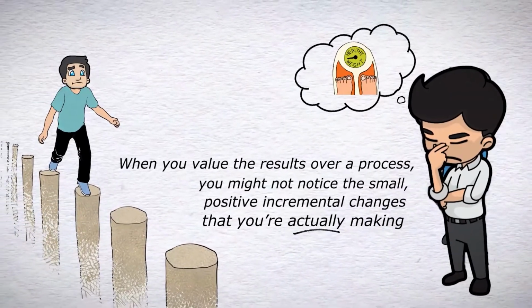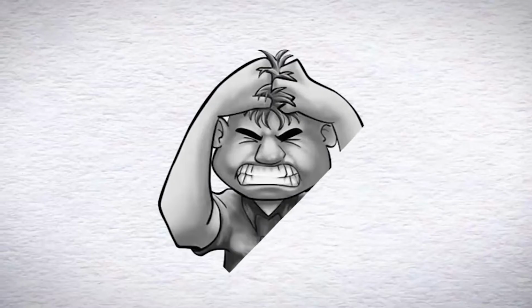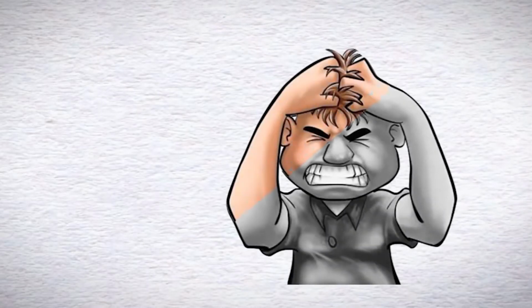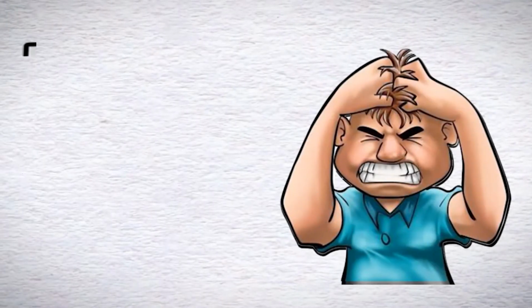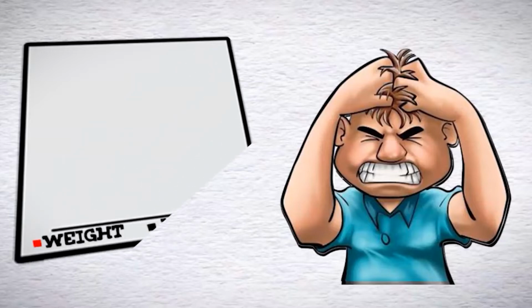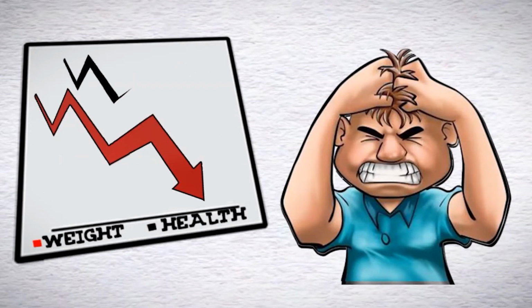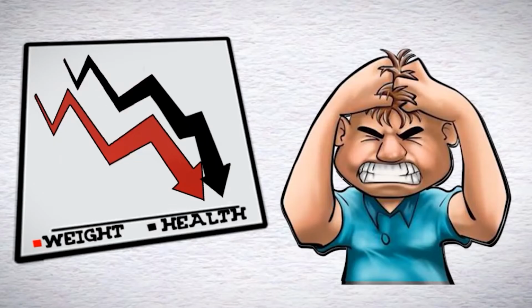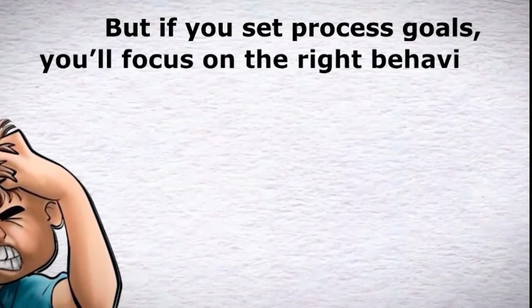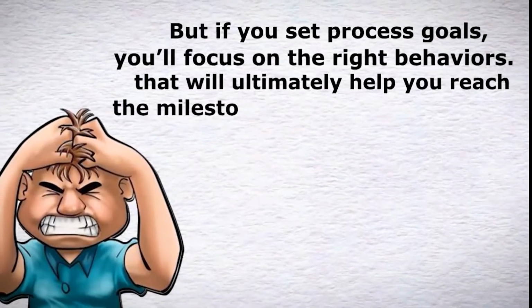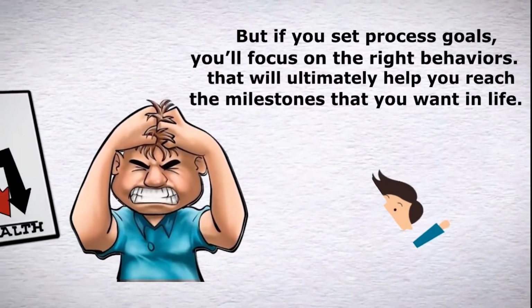Focusing on outcome goals can also encourage the wrong kind of behaviors. If you're only concerned about the numbers, you may ditch healthy weight loss habits for a crash diet that can temporarily move the scale at the expense of your long-term health. But if you set process goals, you'll focus on the right behaviors that will ultimately help you reach the milestones that you want in life.